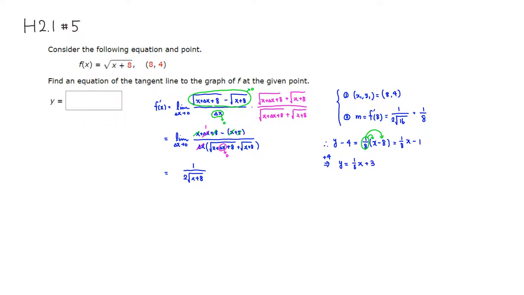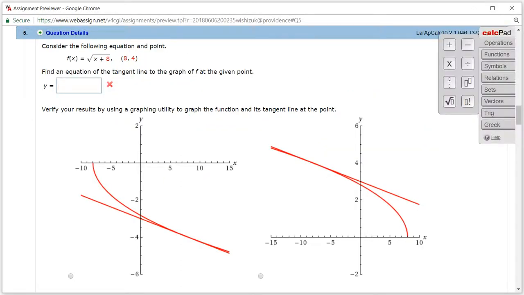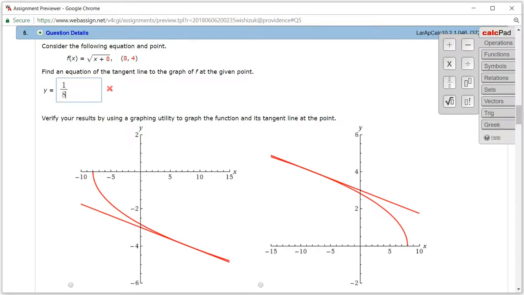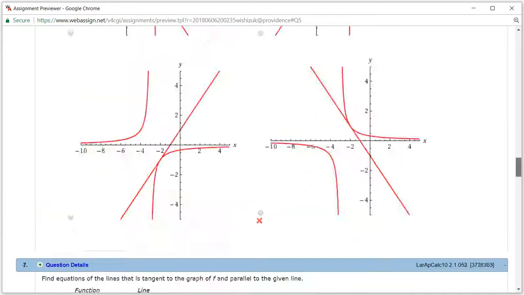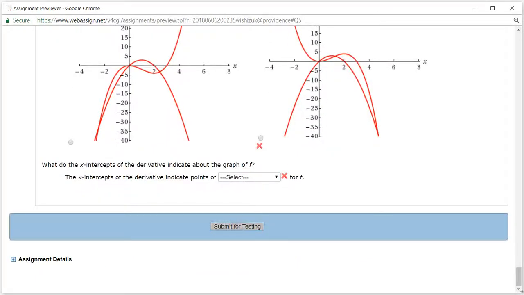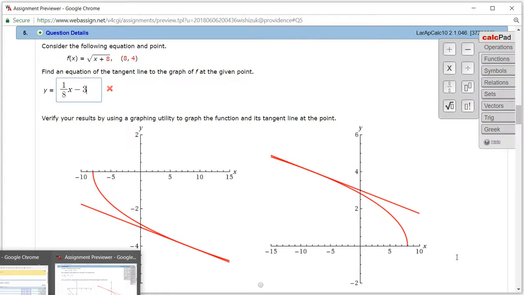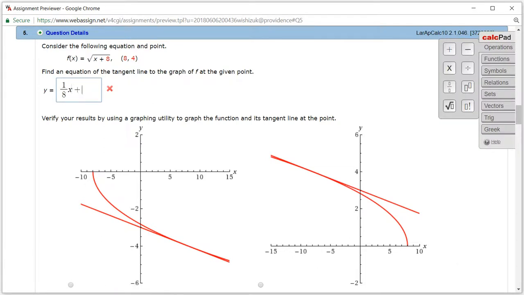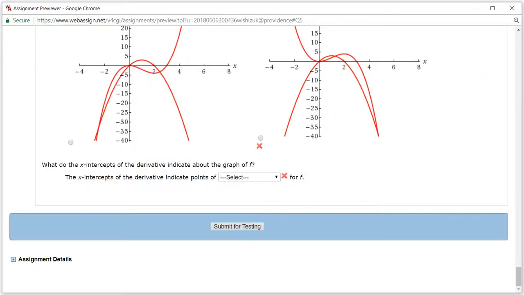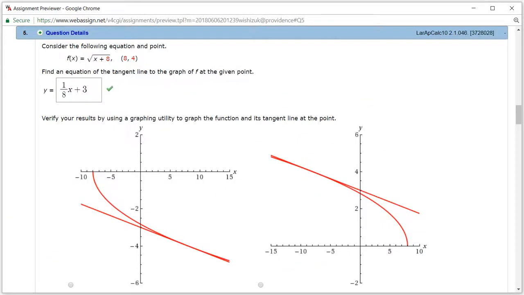So let's type it in. We have 1 over 8 x and minus 3. Let's check the answer. Submit for testing. Whoops, actually it was plus 3. Let's check again. Sorry about that. I came back and it looks like we got this one correctly.